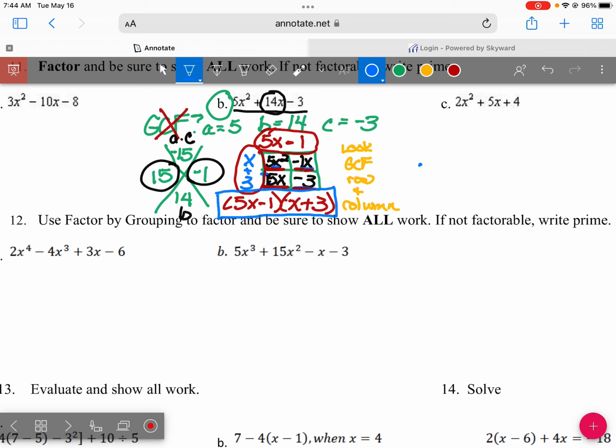If they did ask me to solve, I would set this equal to 0 and say x plus 3 equals 0, solve for x, and 5x minus 1 equals 0, solve for x there. You would have two answers because it's a quadratic. It's a parabola. Okay? Good question. Other questions?